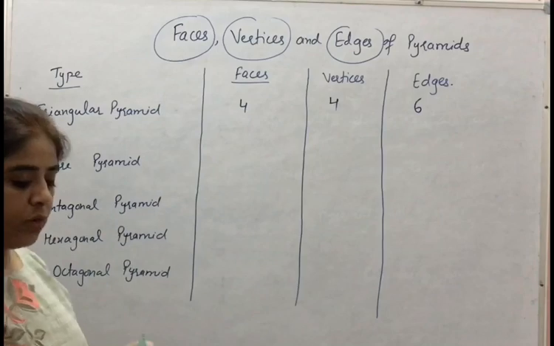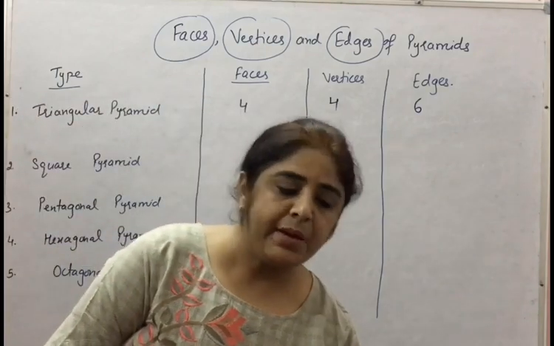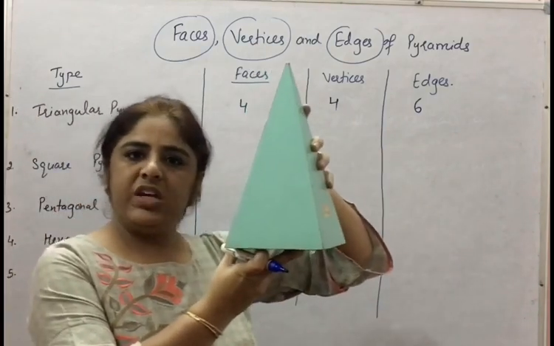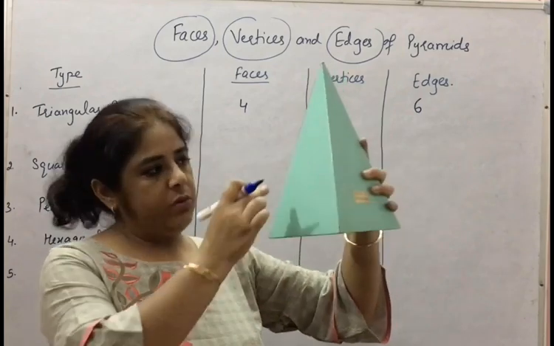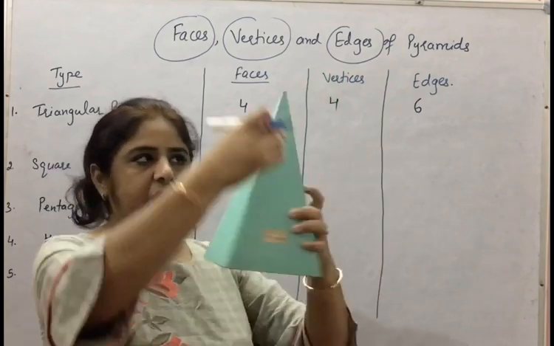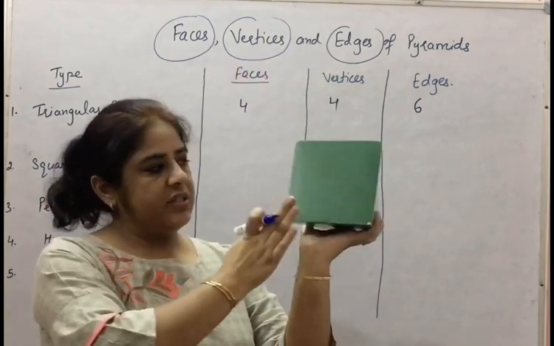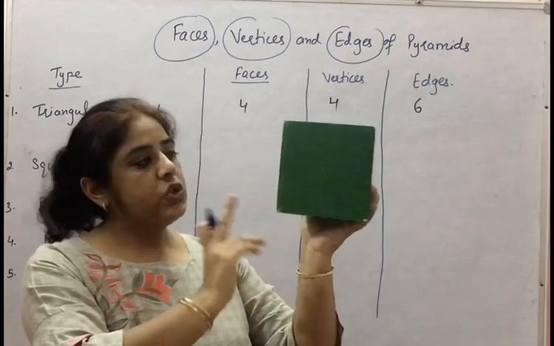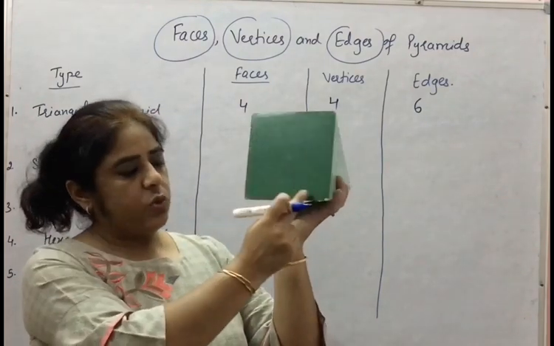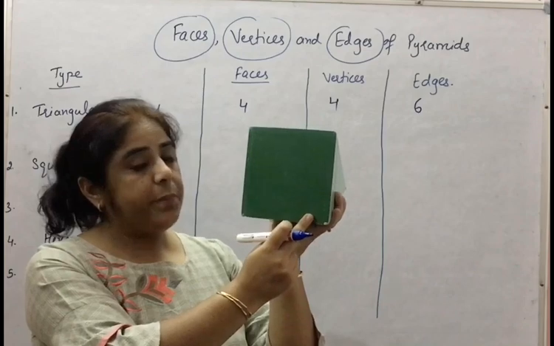Now we will go with the square pyramid. This is a square pyramid. Observe, the side faces are always triangles, the top is a vertex, and the base is a square. So if the base is a square, then it is called a square pyramid.